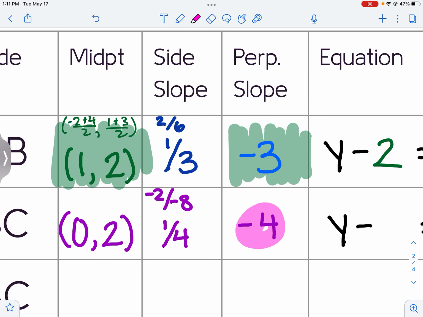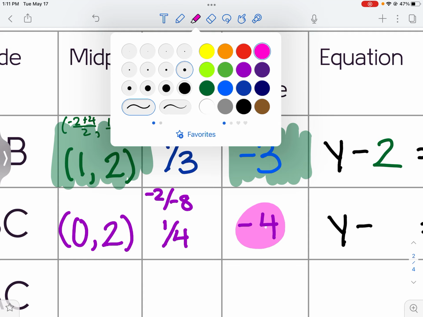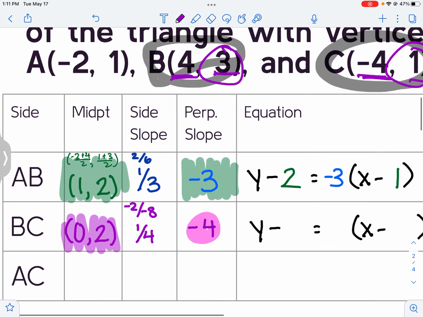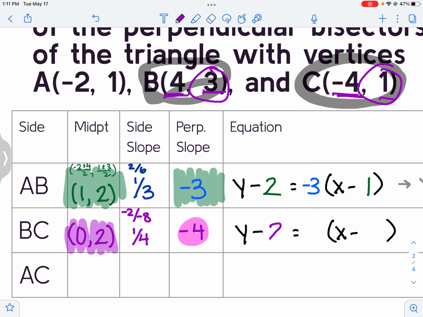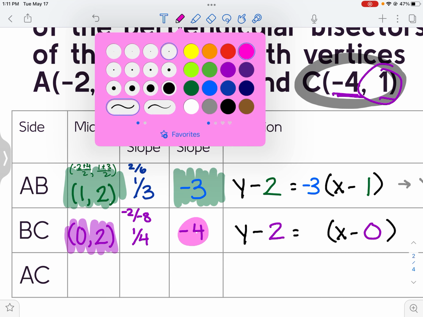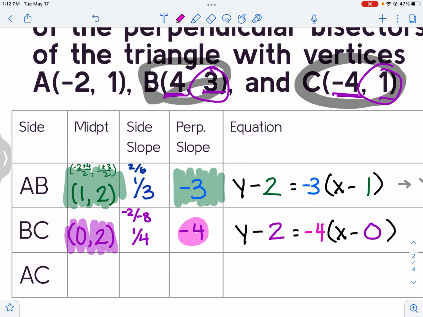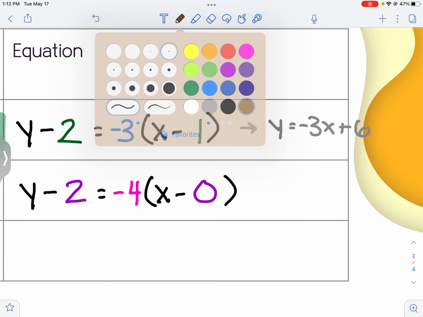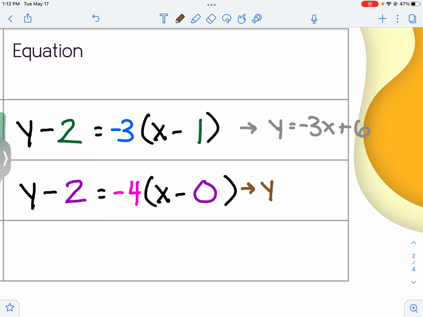I'm using this slope and this point in point slope form. So I have y minus 2, x value goes with the x, and my slope goes right here. Just like before, if I want to clean this up into slope-intercept form, I absolutely can. So I could have y equals -4x. When I distribute to the 0, I have just 0 again. Add the 2 over, and I can go like that.